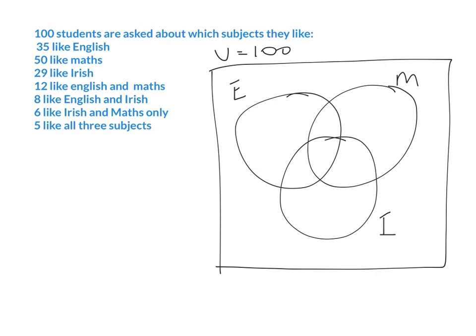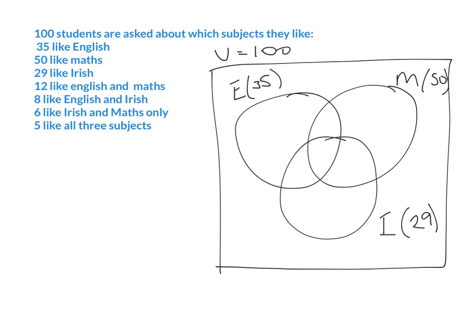Now, again, it's important to read through all of the information. So we're told that we've got 35 who like English. Now, that's the entire English circle. So what I'm going to do straight away is put 35 into my brackets. We're told that 50 like maths. So again, that's in total. And we're told that 29 like Irish.